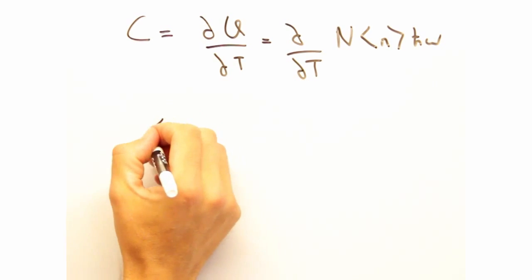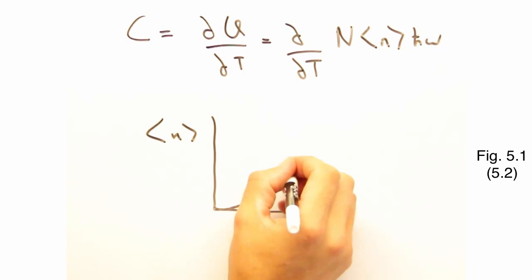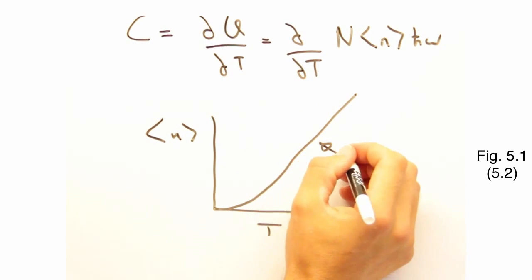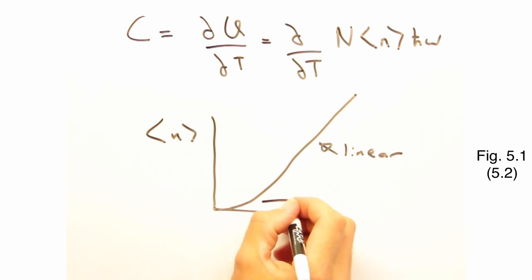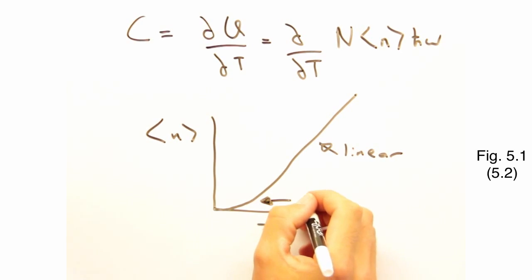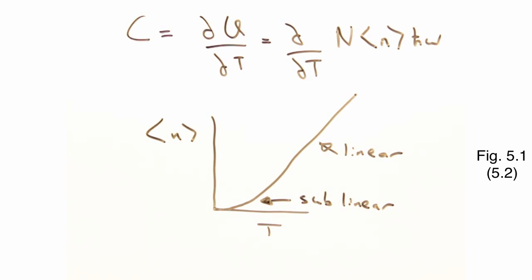To really see this, I'll plot n versus T for a frequency of, say, 10 terahertz. So the change in phonon population at the high temperature region is linear, but sublinear at low temperature. Right, and since n is the only thing that changes with temperature in our energy equation, its temperature dependence is reflected in the heat capacity.